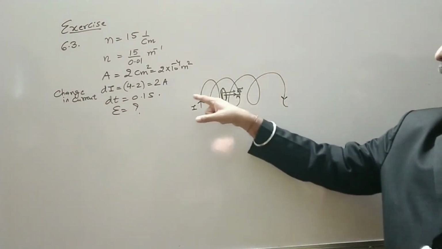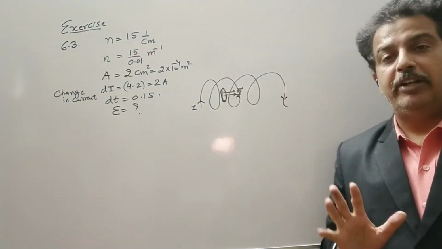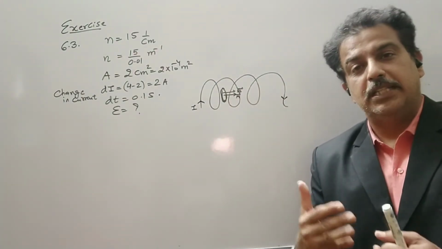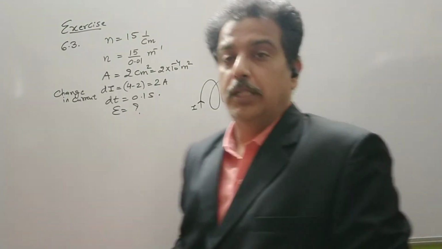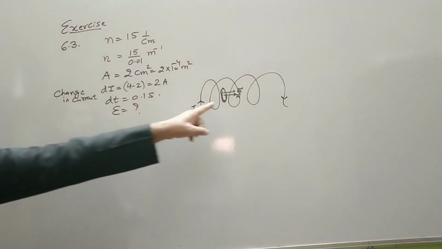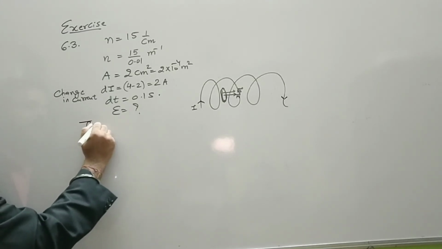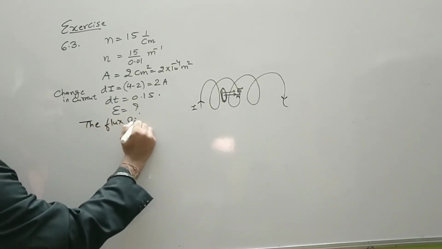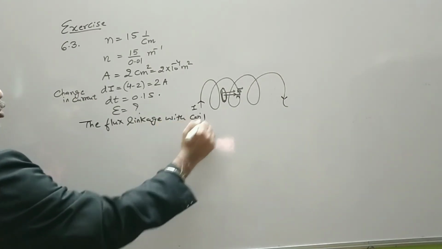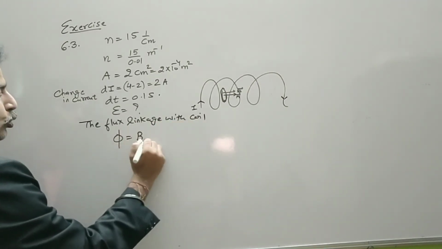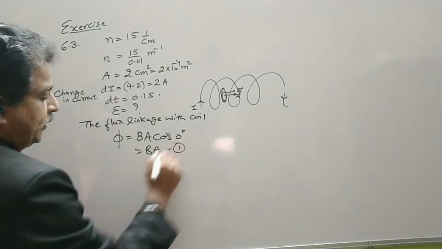So due to change in the current of the solenoid, the magnetic flux or the magnetic field will change. So flux will change, it will induce an EMF. As a result, some induced current will also flow inside the coil. So the flux linked with the coil is phi is equal to BA cos of 0 degree, that is equal to BA, that is equation number 1.